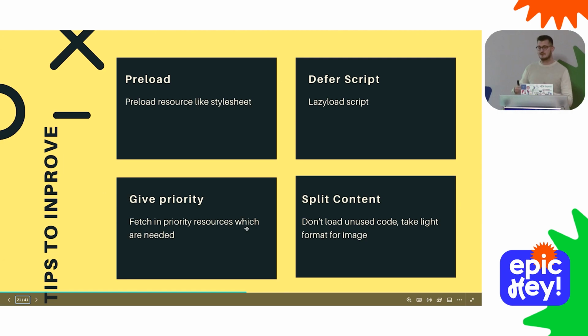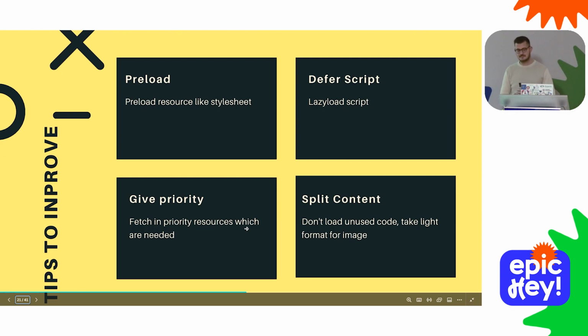Then defer your script, lazy load all your script. Maybe some of your scripts don't need to be here immediately when you launch your application. So for that, use the async and defer attributes. You can use both on the same elements. So it's okay. Then in Chrome 103, a new HTML attribute appeared, which is fetchpriority. This attribute gives you the possibility to give a priority for downloading your resource. And the possibilities are quite easy: high, low, medium. So quite easy.